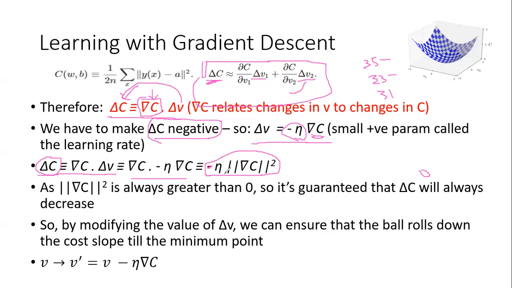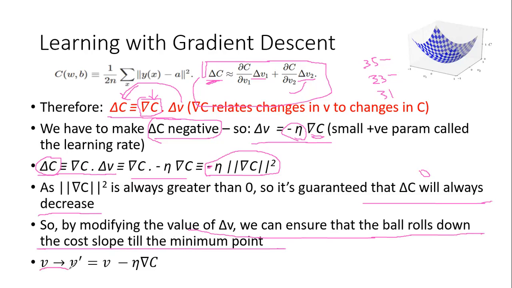Okay. So this is a trick that we play. We just introduce a negative learning rate multiplied by the partial derivative vector again. So that is partial derivative vector squared multiplied by the negative of the learning rate, and that is going to give me a surety 100% that the delta C is always going to be less than the previous time step. So it's guaranteed that delta C will always decrease in the next timestamp or the next learning time. So by modifying the value of delta V, we can ensure that the ball definitely rolls down the cost slope till the minimum point. So this is what we do.